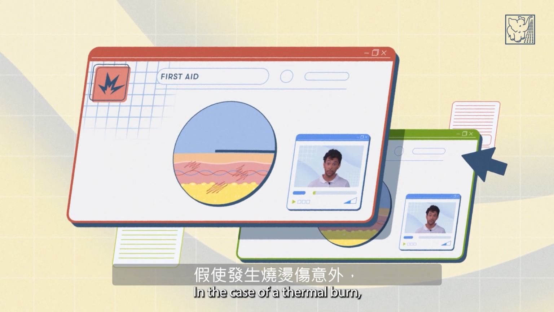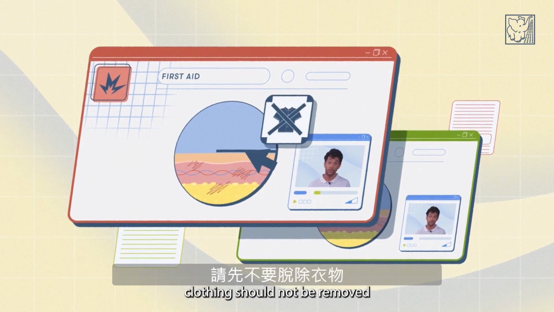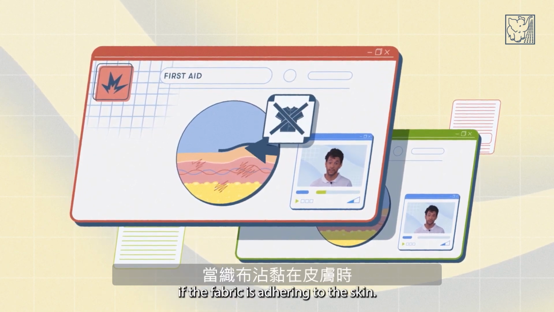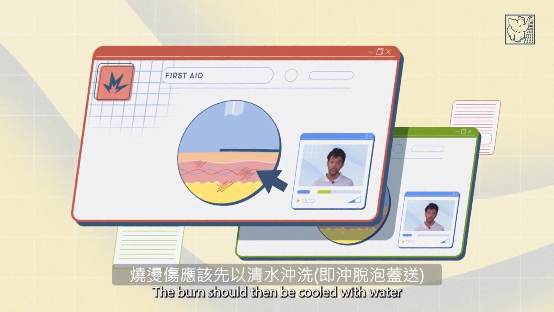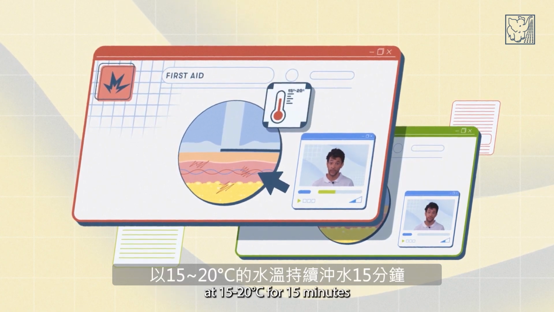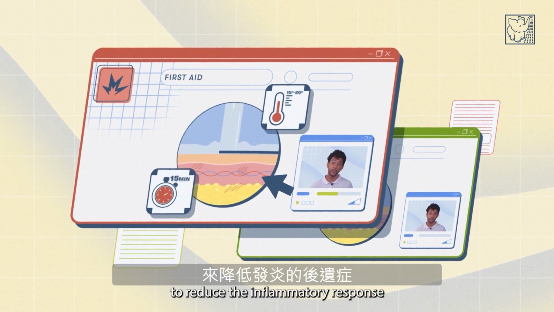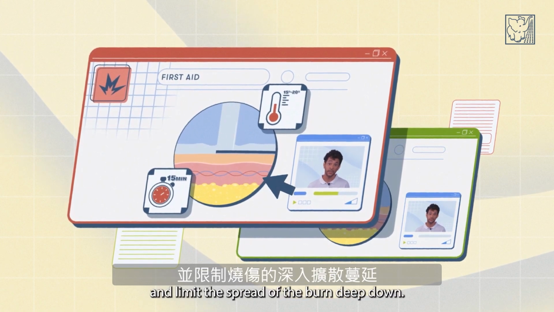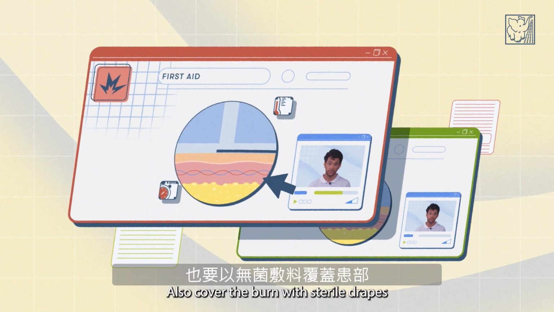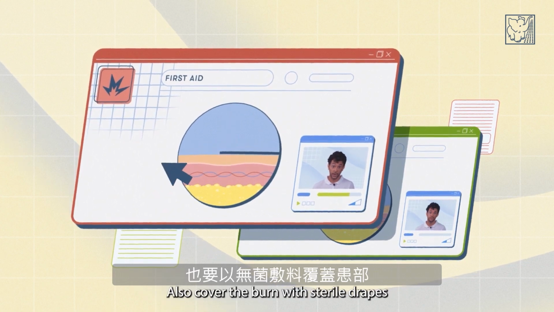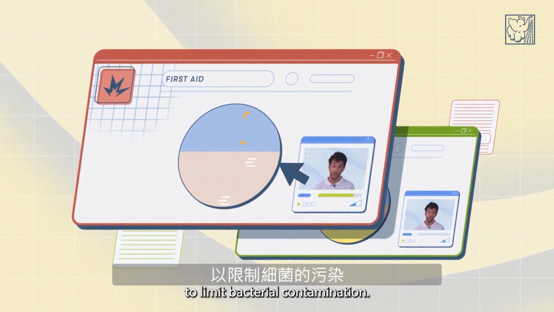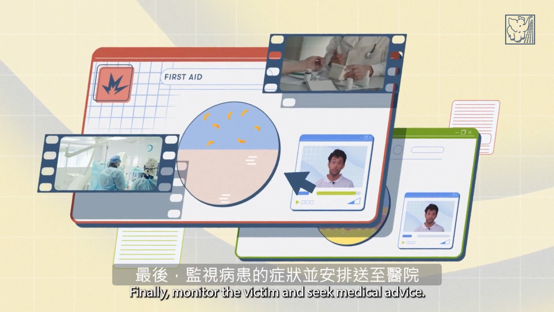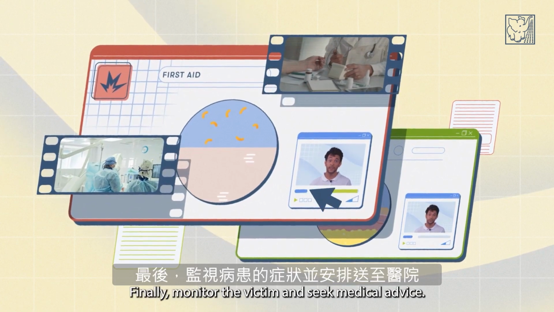In the case of a thermal burn, clothing should not be removed if the fabric is adhering to the skin. The burn should then be cooled with water at 15-20 degrees for 15 minutes to reduce the inflammatory response and limit the spread of the burn deep down. Also cover the burn with sterile drapes to limit bacterial contamination. Finally, monitor the victim and seek medical advice.